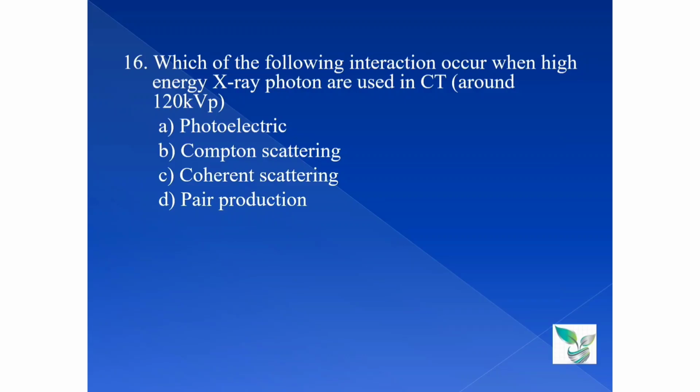All these four options are interactions of photon with matter. The answer for this question is option B Compton scattering. Actually, in diagnostic radiology, among these four interactions, the interaction which is happening is the photoelectric effect. That is, in the kV range, it is the photoelectric effect. Whereas in radiotherapy, we are using megavolt energy, so the interaction happening is Compton scattering.